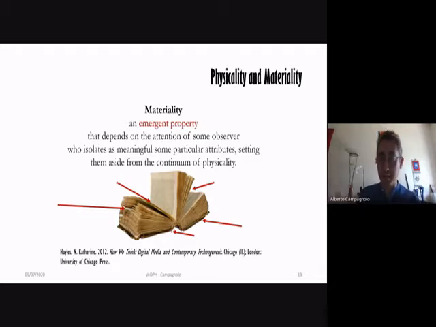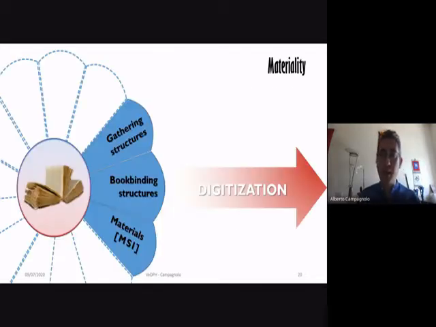And these can be termed as materiality. So we take some information from this whole infinite set of information that we have in the object, and we focus on those, and we gain information from that. Once we have that, we can try and see whether we can actually transpose this into the digital. And today we'll briefly look into how we can do this for gathering structures, for materials, and for book binding structures.